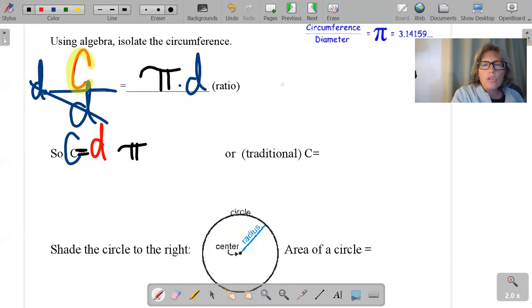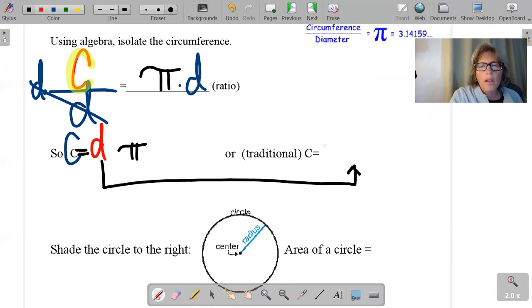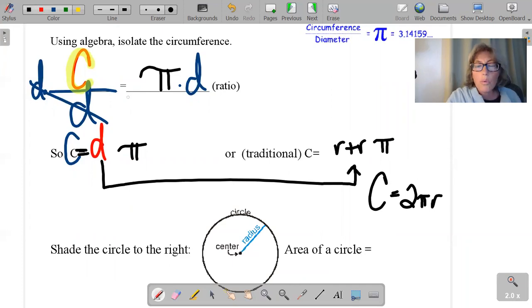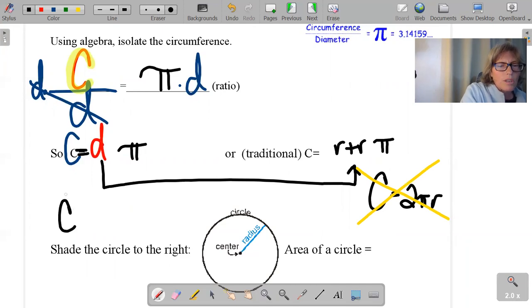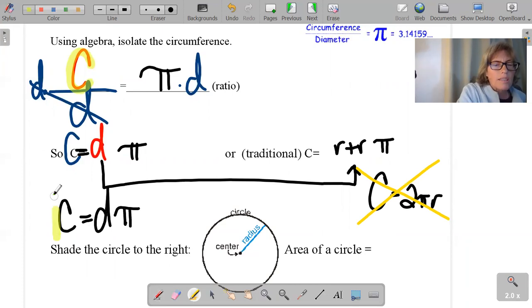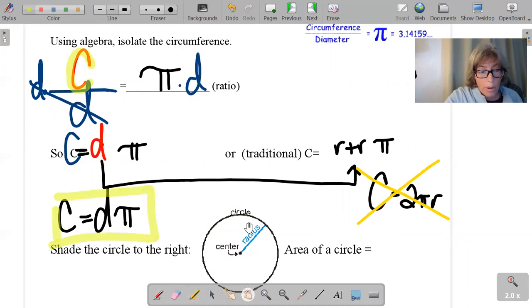Now, because 2 radii equal a diameter in length, on SATs and PSATs, it looks like this: 2 pi r. I personally will never use 2 pi r to define circumference. What I will consistently use in our class is circumference equals d pi. I feel it's much simpler, less likely to get mixed up with area.